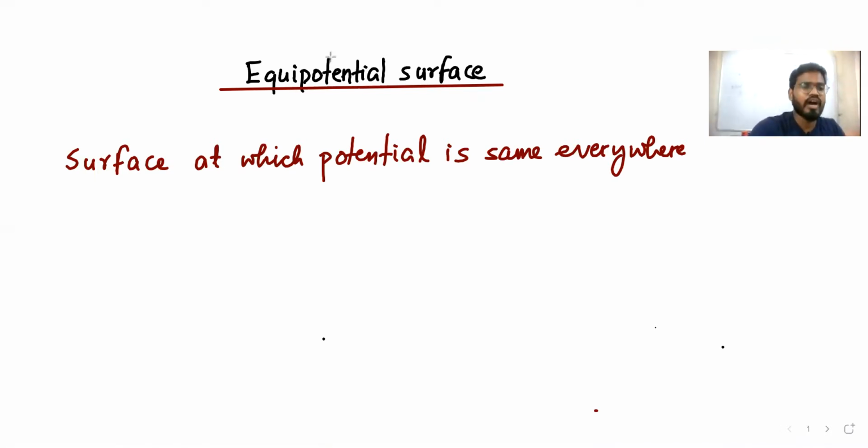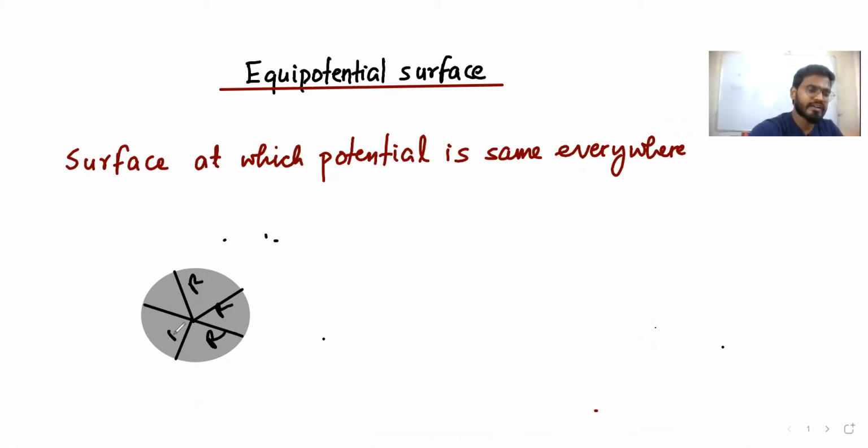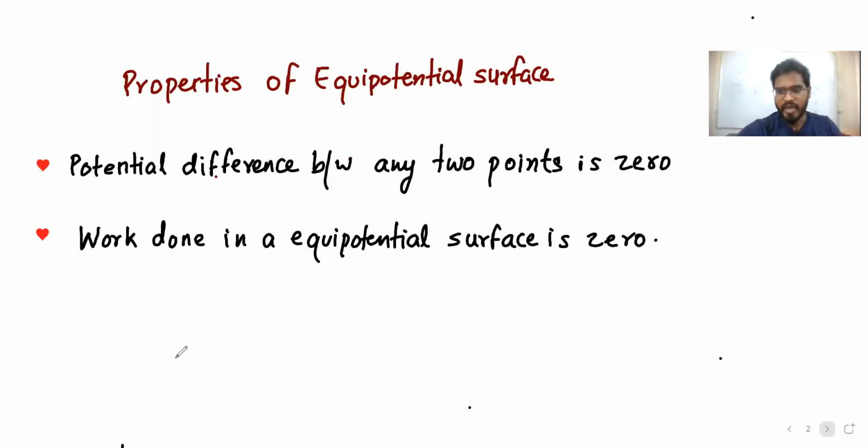Let's take an example of a sphere. On the surface of the sphere, potential is going to be KQ by R. I'm drawing the radius, guys. All are R. Potential on the surface is KQ by R, everywhere on the surface. So potential is the same, and such a surface is known as an equipotential surface.